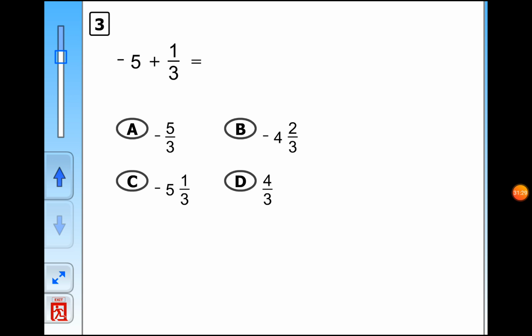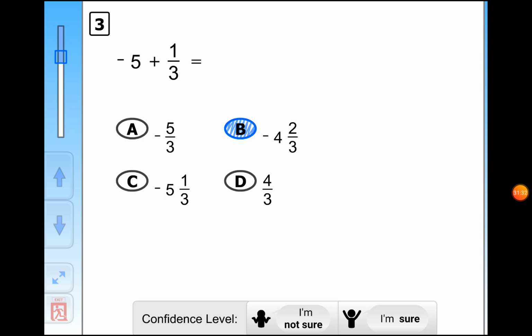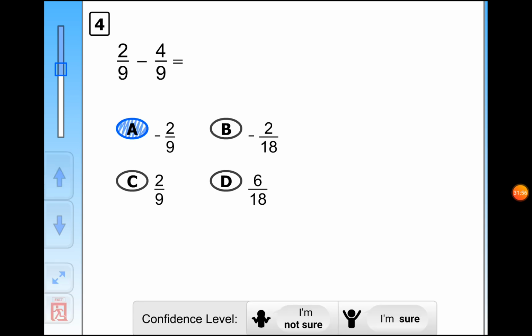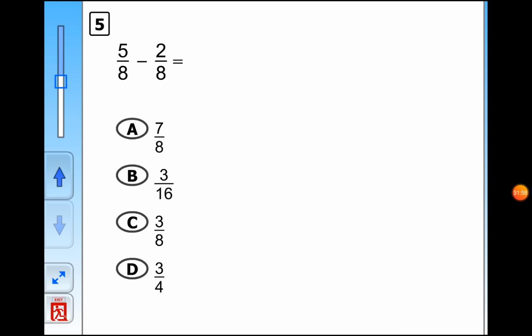So this will be this one, B, because 3 times -4 is -12, and then -12 plus 2 is -14. Just gonna leave for now. Okay, anyways, 2 minus 4 is -2, so -2 over 9. This will be, so 5 minus 2 is 3/8, right there.